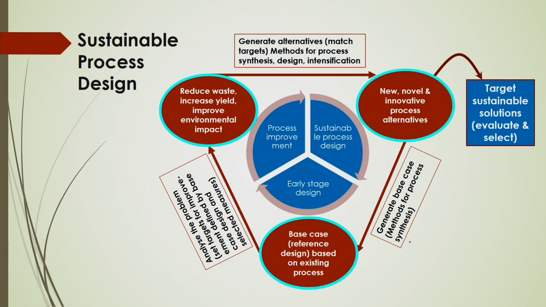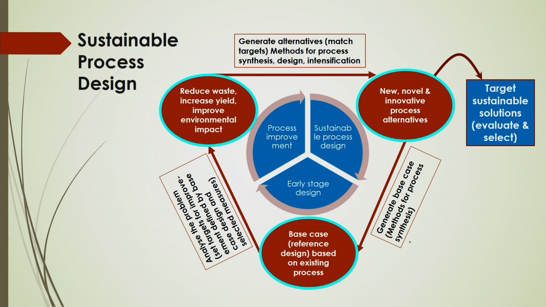Otherwise, to get a new process you have to consider other factors like energy consumption, whether it is eco friendly or not, and whether it will have an environmentally positive impact or not. All these things should be considered for sustainable design. So, you have to consider three components here: early stage design, then sustainable process design, and then whether there will be process improvement or not. All these things you have to consider in a cyclic way.